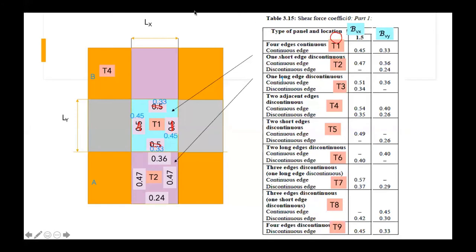Similar to here, it is symmetry. So here is 0.36, here is 0.24. Doctor, how does this become 0.36? Wait a minute, please. My mouse is not working.